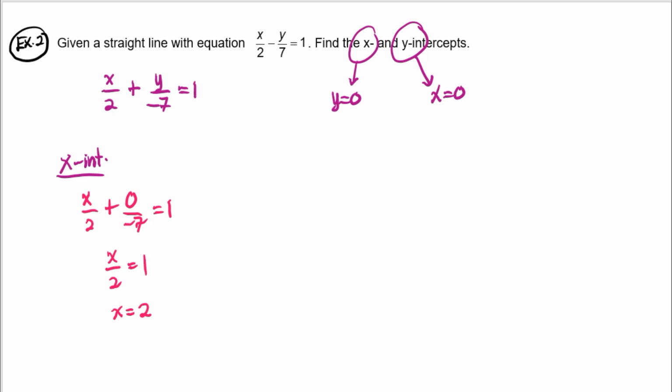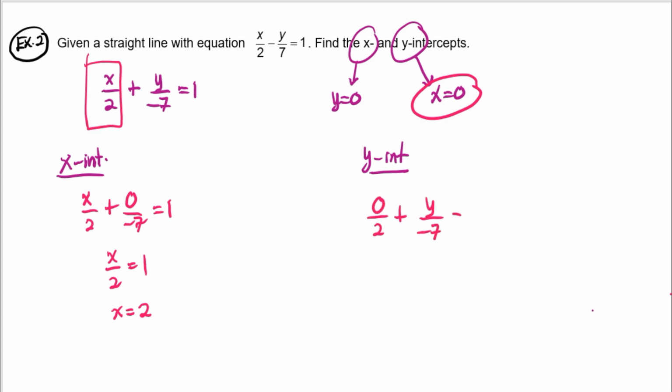But if we want to find the y-intercept, we know that the value for x is equal to 0. Therefore we substitute the value of x here with 0. So 0 divided by 2 plus y divided by -7 is equal to 1. Therefore we have y over -7 equal to 1. So y is actually -7.